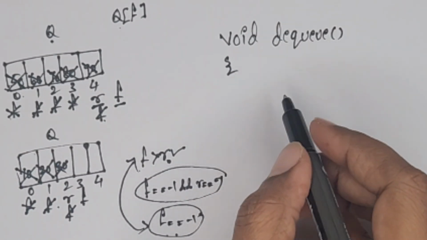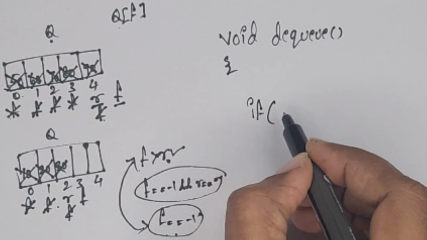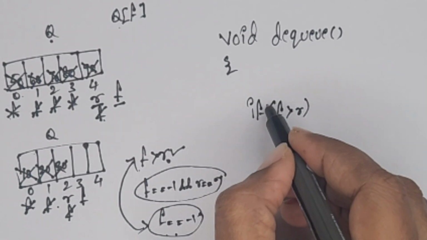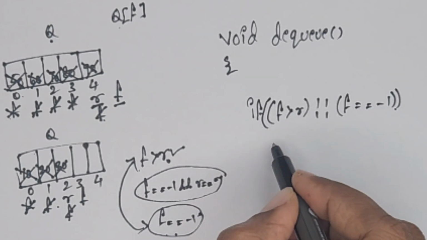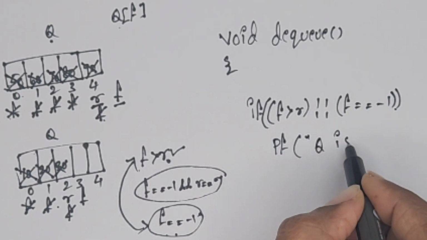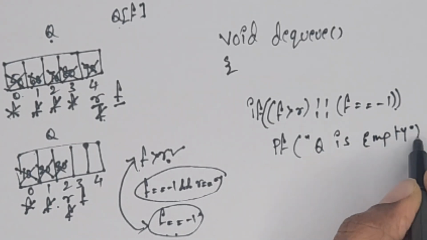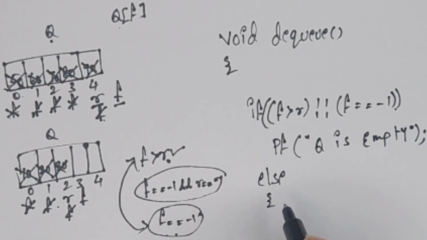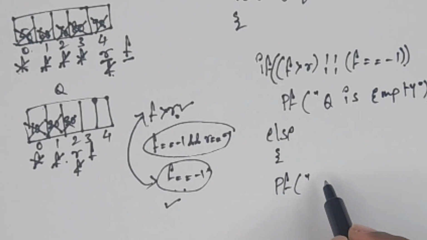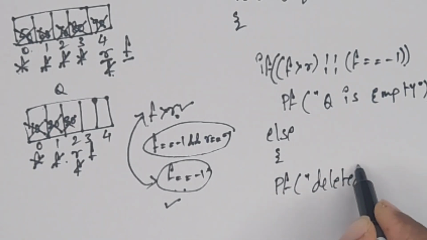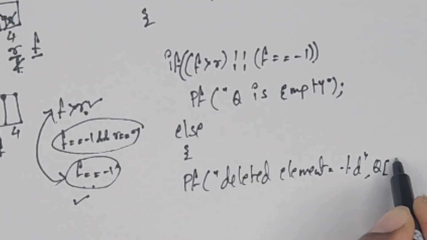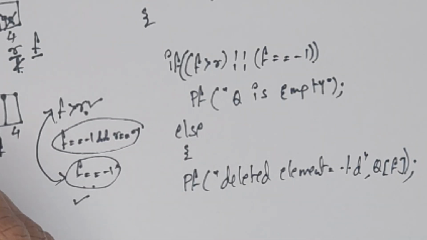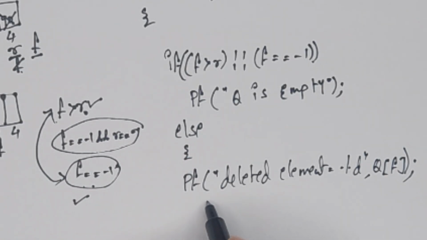So first in the DQ function, I am going to write the empty condition: if front is greater than rear or front equals minus 1, it means the queue is empty. You cannot remove the element. Otherwise, we can simply remove the element. Which element do we have to remove? printf deleted element equals %d, q of f. The q of f element we have to remove. After removing, the next one becomes the front, so front is incremented by 1.